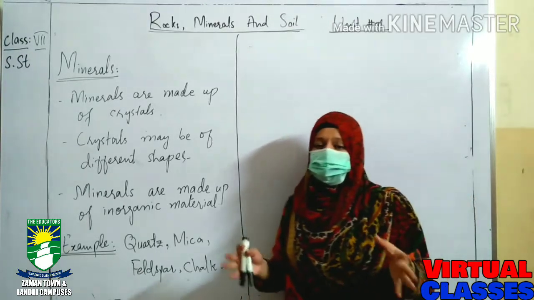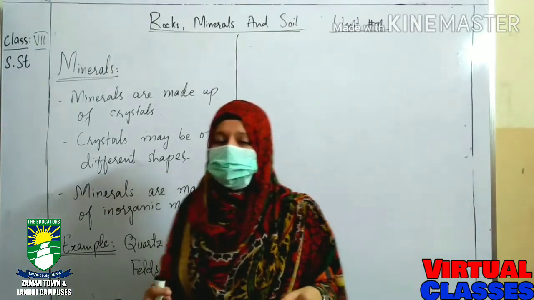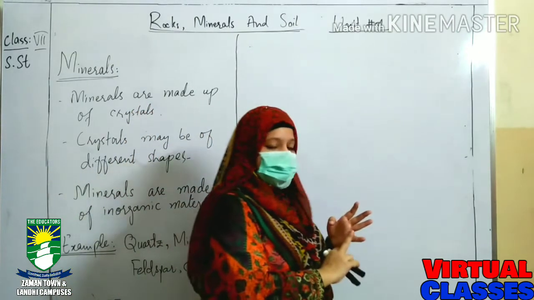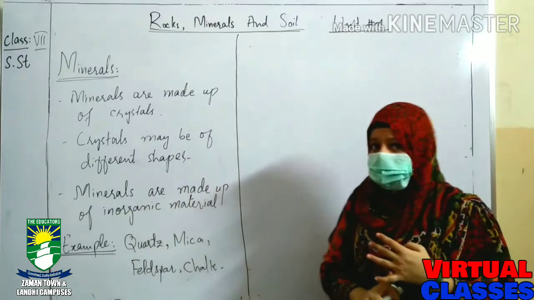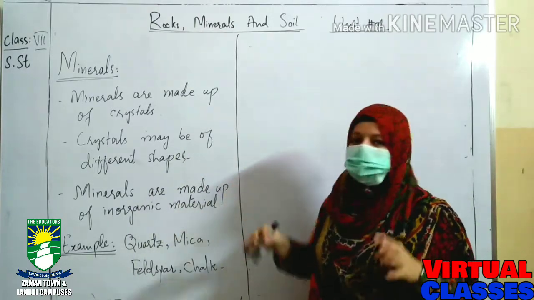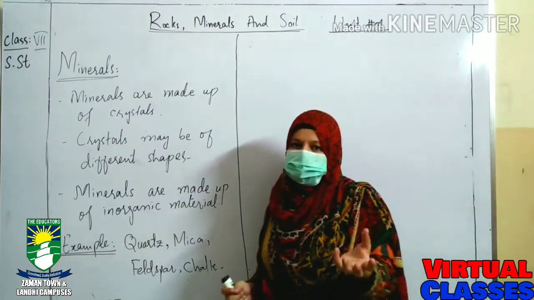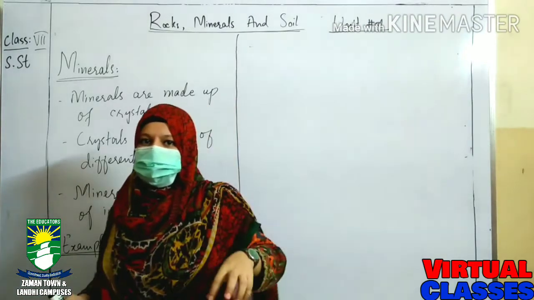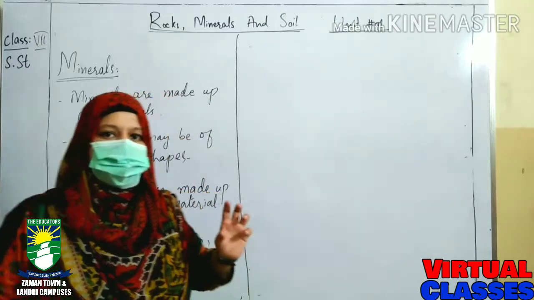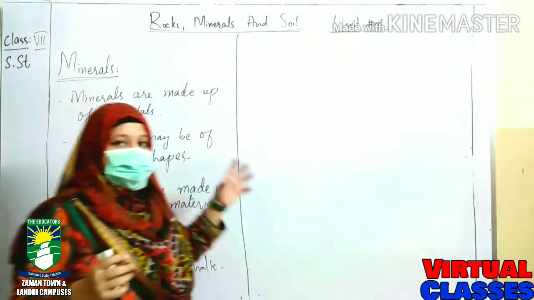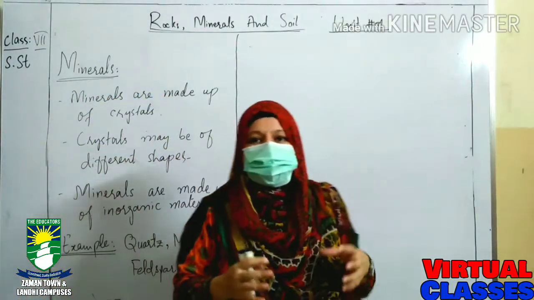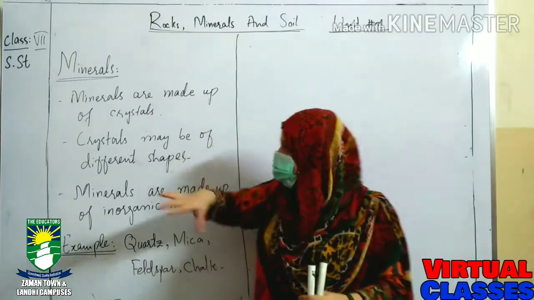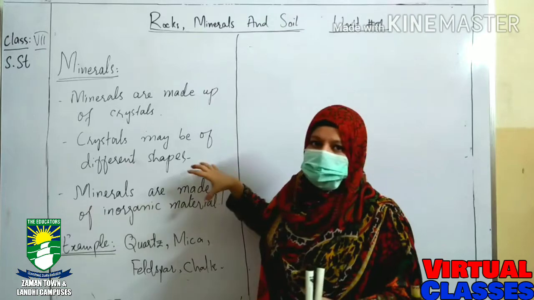Minerals. The third main topic of the chapter, minerals, after soil and rocks that we have studied already. Minerals are made up of crystals and inorganic materials. Inorganic materials are not obtained from living organisms, from animals and plants. So minerals are made up of inorganic materials and crystals. Crystals have specific shapes. The crystals may be of different shapes.